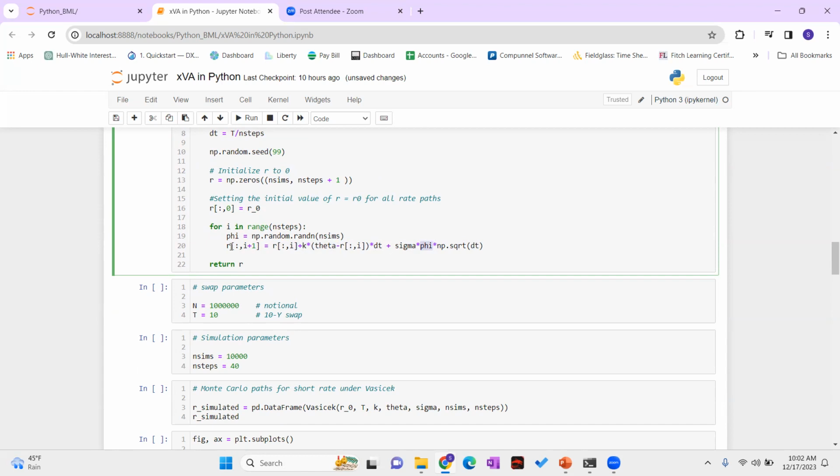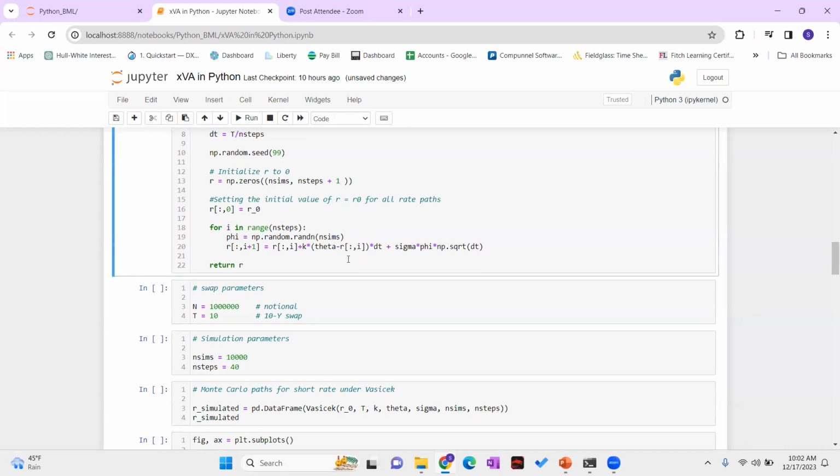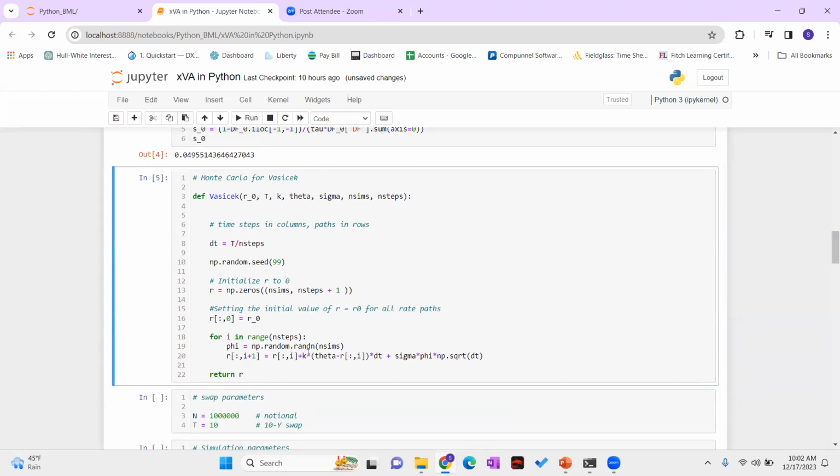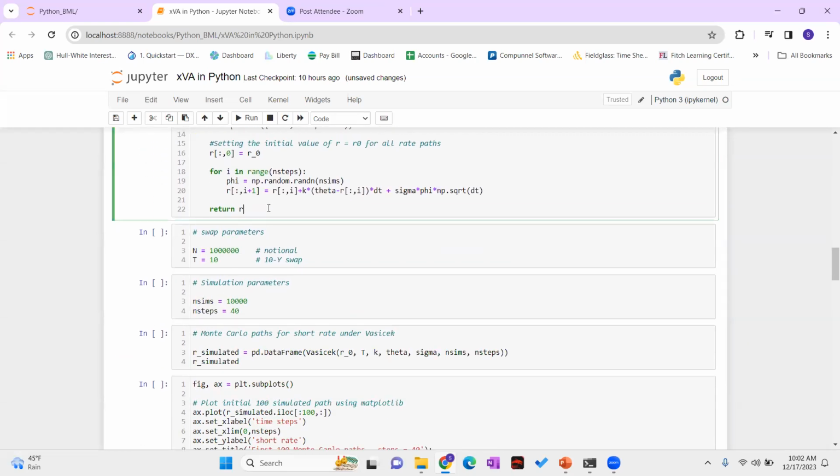This is Z that I randomly simulated using NumPy, square root of dt. So I created a function that will generate this simulated short rate. Now for the swap parameter, this is the notional and this total time tenor is 10 years.